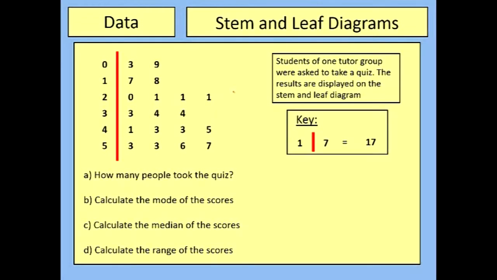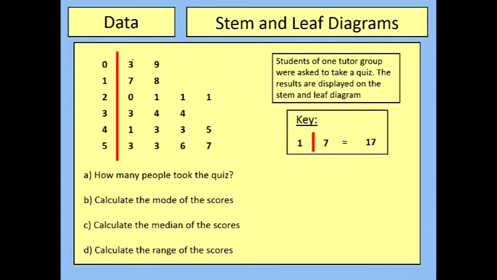Welcome to the second video on stem and leaf diagrams. In this video we're going to look at how you answer questions relating to the diagram if it's already been drawn for you. So here we have a stem and leaf diagram, and they've remembered to put a key, and it shows the results of students who took a quiz within the same tutor group. So this is their scores.